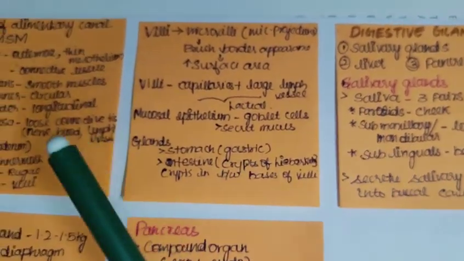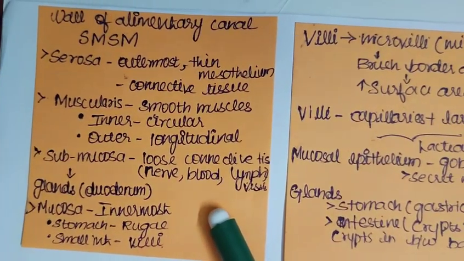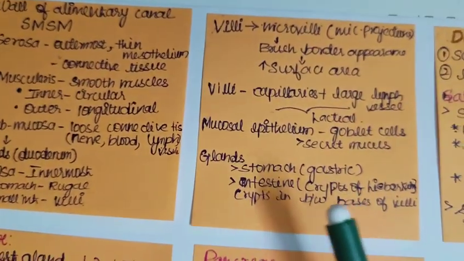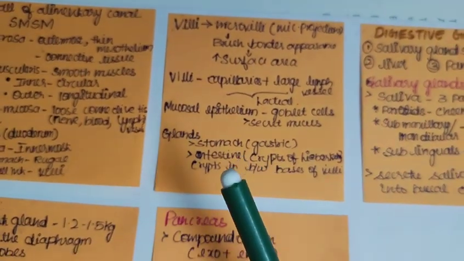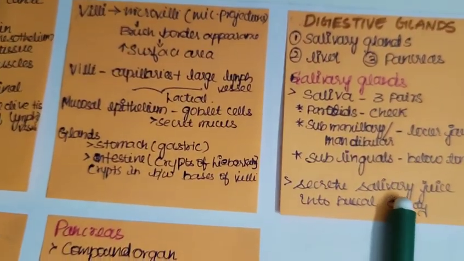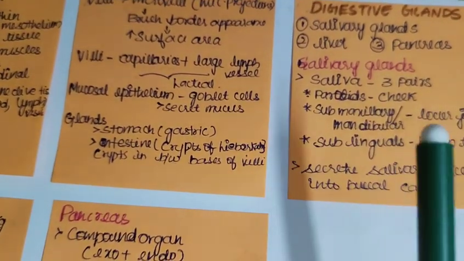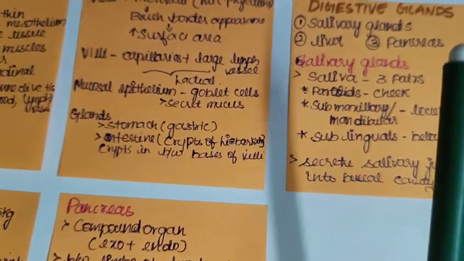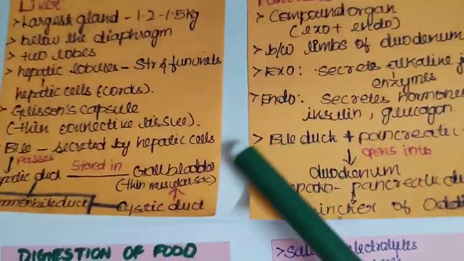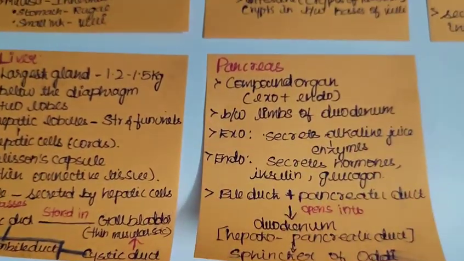Okay, now we have talked about the walls of the alimentary canal, and what the glands are and what is there in it. And we talked about digestive glands: salivary glands, 3 glands in it, which produce saliva, and liver, and then we are ending with pancreas. We will see in the next topic.